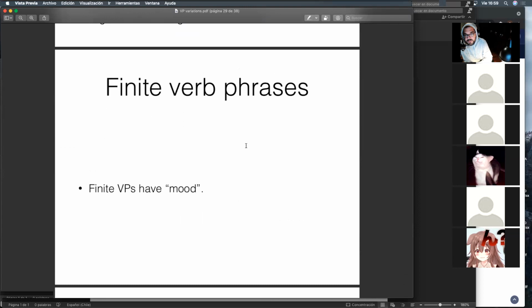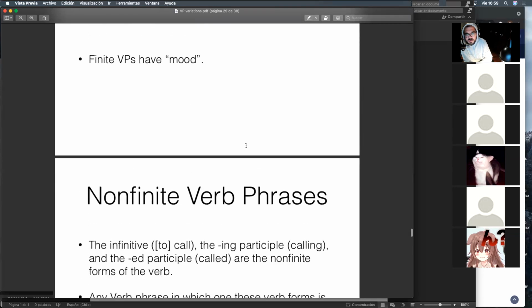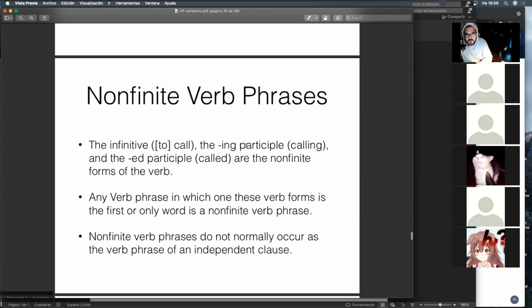Okay, finite verb phrases, they have mood. I won't say much about that. Mood means they are declarative, interrogative, and that's it.